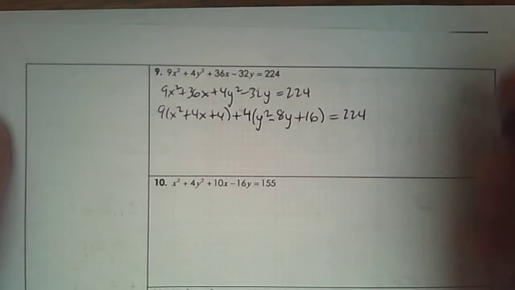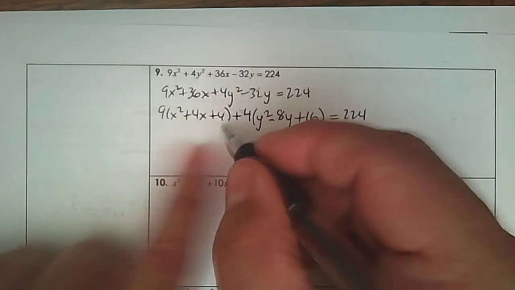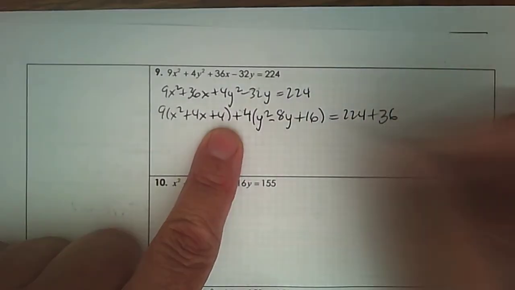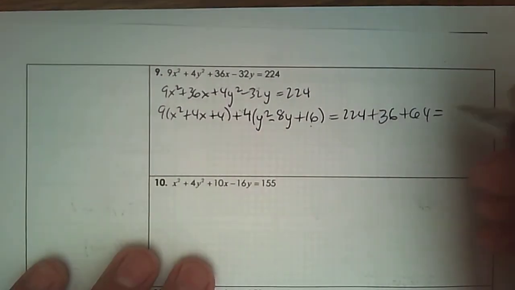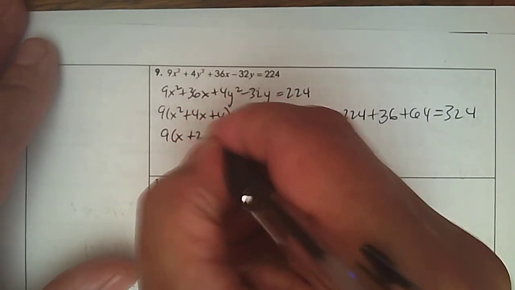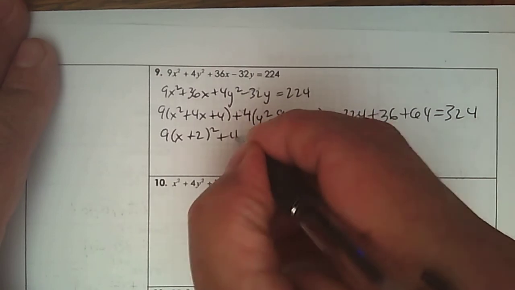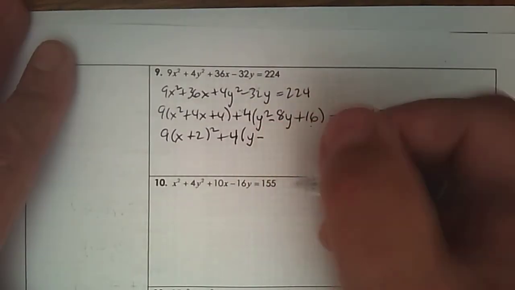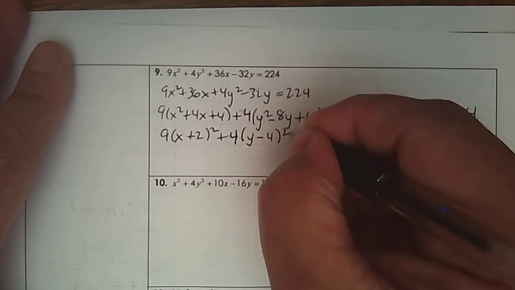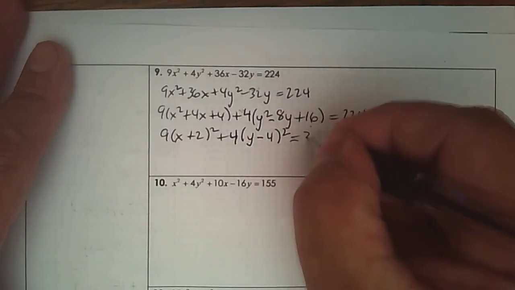Then, what numbers do I need to add to the right side? So 9 times 4 is 36. 4 times 16 is 64. So if I put that together, that's 324. I'm going to factor. So I have 9 times x plus 2 squared, 4 times y minus 4 squared, factoring, is equal to 324.